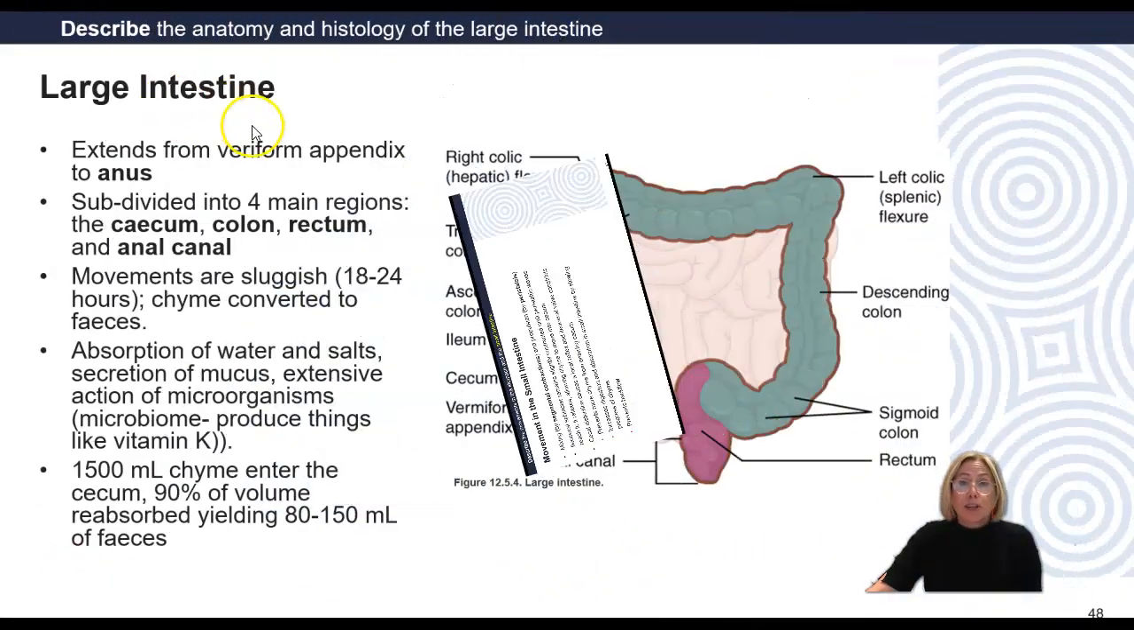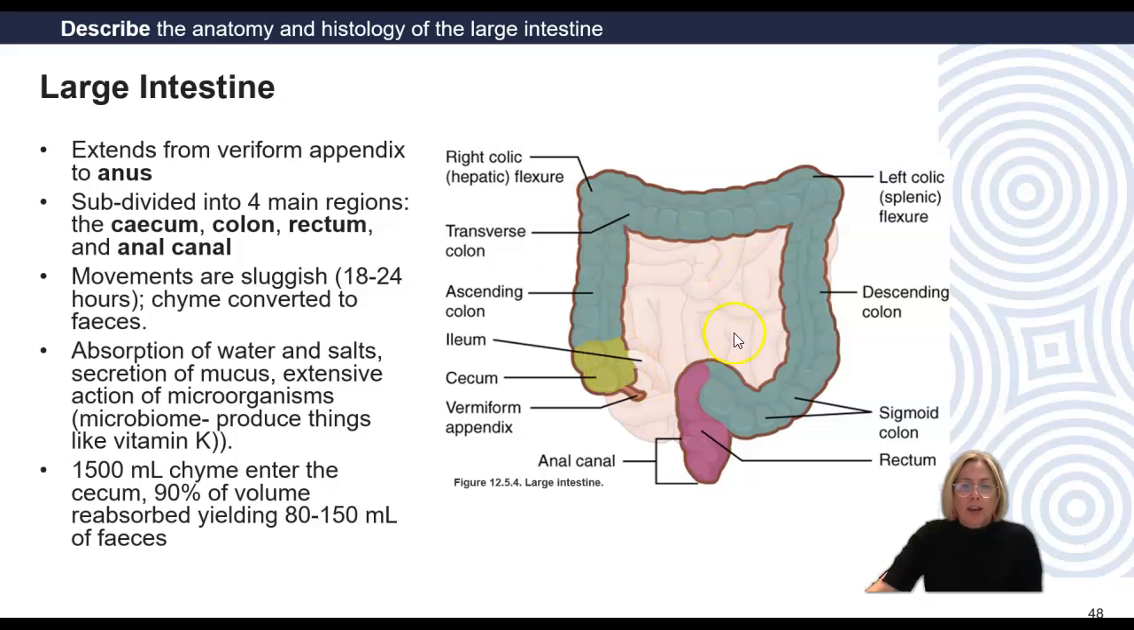And so finally to the large intestine. You're looking at it here. The large intestine extends from the vermiform appendix, and then it terminates at the anus. It's subdivided into 4 major regions. Firstly, we have the cecum.